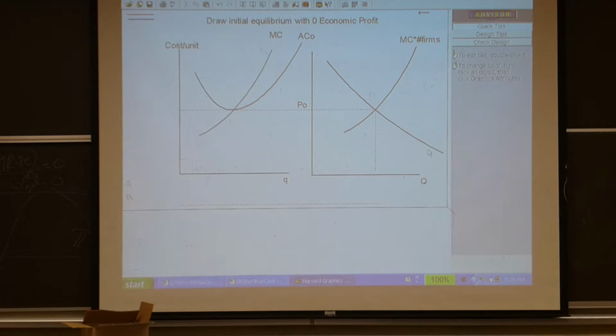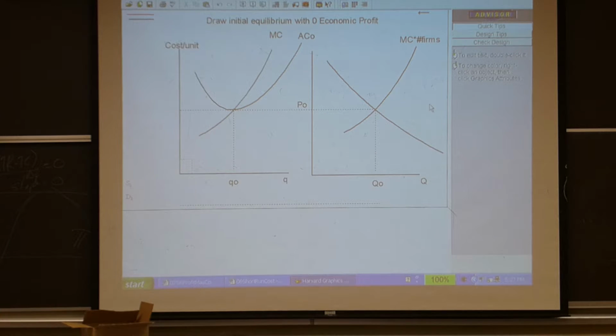There's the demand function. Then this is the original quantity, and this is the original output. Now it turns out, we're going to call this long-run equilibrium. Later we'll give it that name.